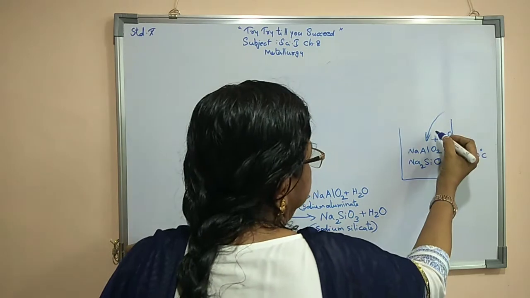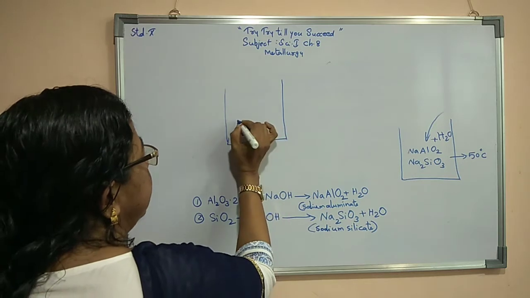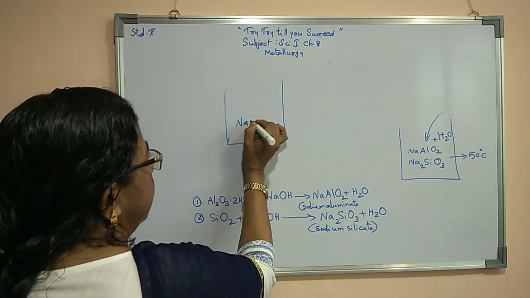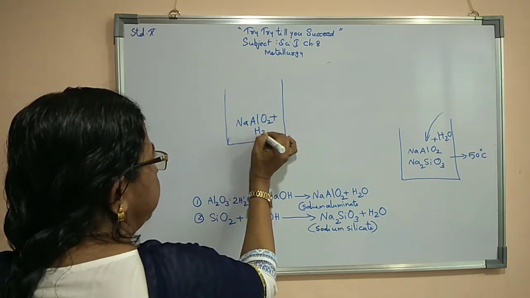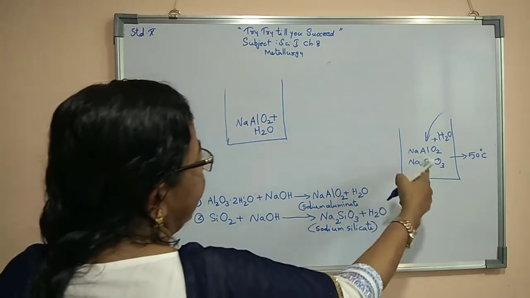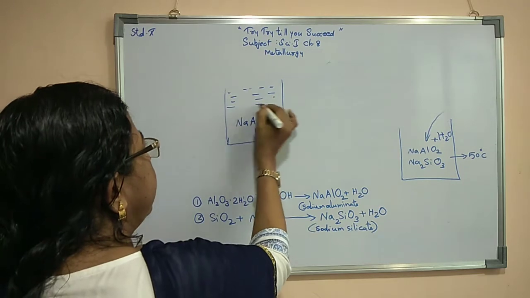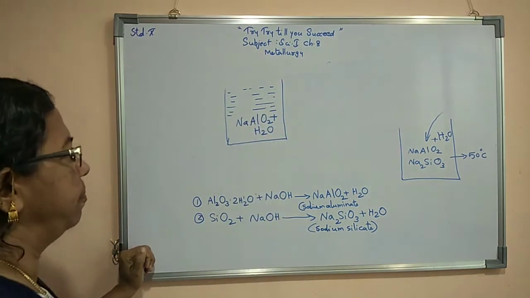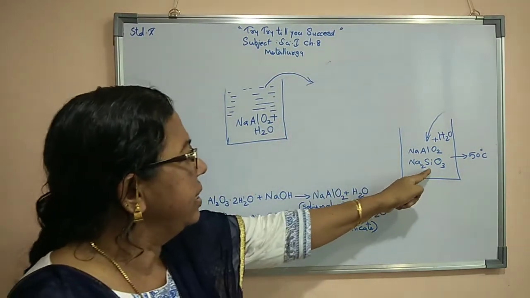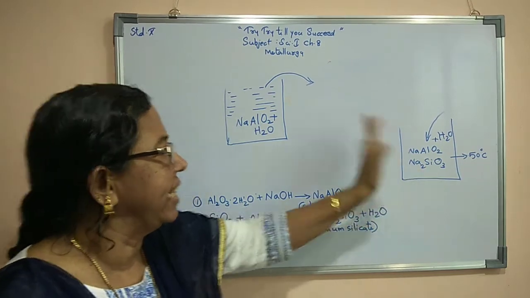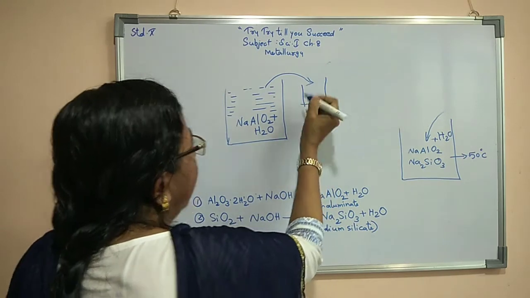Here, this is already dissolved, so now in the container, the sodium aluminate will react with the water. The other thing will dissolve in water. As a result, it will collect downside, and in liquid form it will be there. Then this liquid form we can separate out. So this sodium silicate will dissolve in the water, and we can separate it out or filter it out.